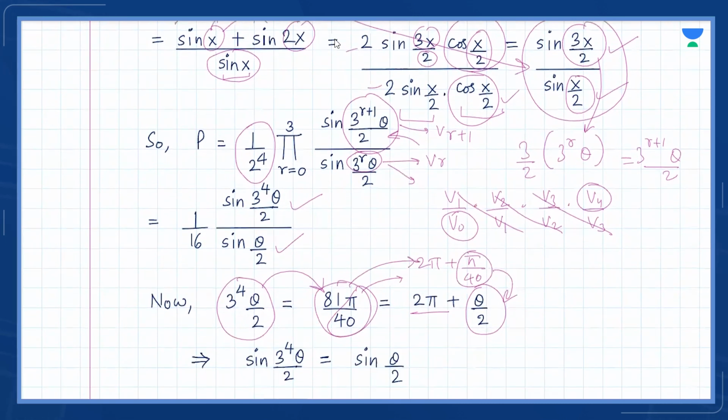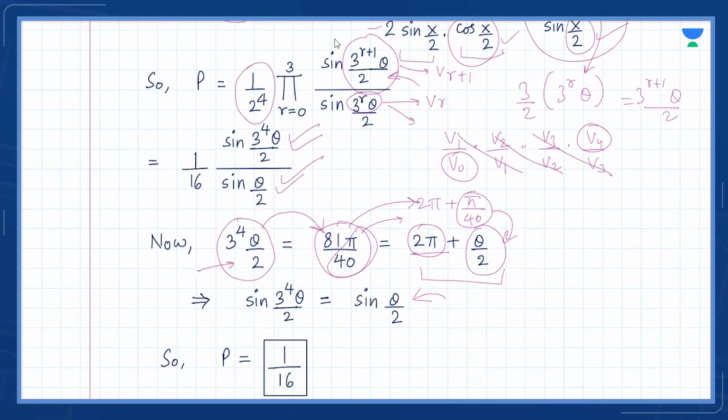So just take sine on both sides. The sine of this quantity would be equal to the sine of this quantity, but 2π doesn't matter, so it becomes sin(θ/2). Since these two quantities come out equal, the product P comes out to be 1 by 16 into 1, which is 1 by 16. So that's our final answer.